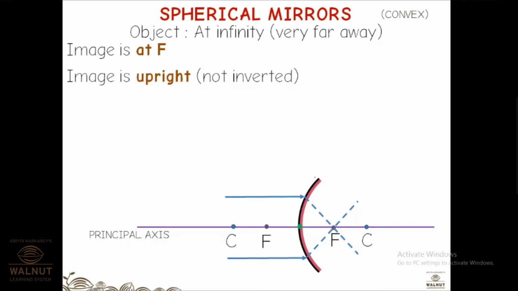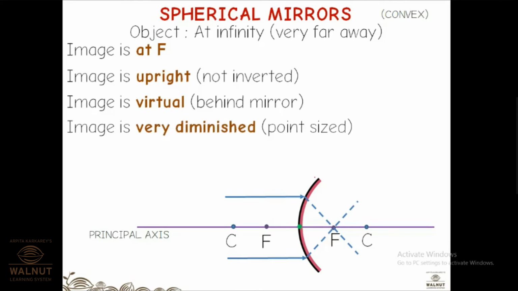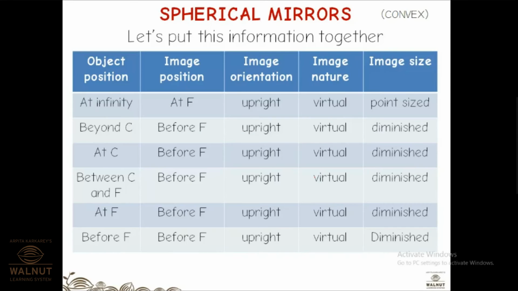Image is at F. Let me finish this and then I'll take your doubt. Image is upright, that is it is not inverted. It is virtual, that is behind the mirror. It is very diminished, it is point size. Now if we are putting this information in the table, at infinity, image position is at F, it is upright, virtual, and point size. So at infinity, the image position will be at F, that is at the focus. Image orientation is upright, image nature is virtual, and image size is point size image.